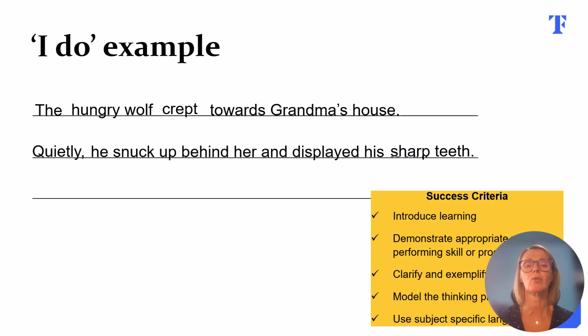The hungry wolf crept towards Grandma's house. Quietly, he snuck up behind her and displayed his sharp teeth. Okay, next sentence. I want to say he reached forward with his paws to grab her. I could use an adjective to describe his paws, and that would make my sentence sound and the wolf sound much more scary. They're quite big. What's a better word for big? Oh, massive. Okay, so he reached forwards with his massive paws.